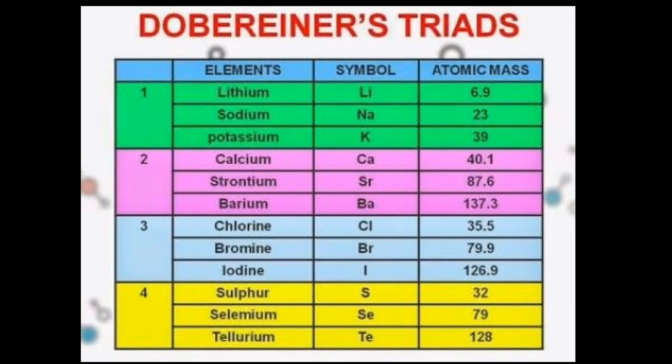In this chart, some examples of Dobereiner's triads have been given. The first example is lithium, sodium, and potassium. All the 3 elements in this triad are arranged in an increasing order of their atomic masses. The atomic mass of lithium is lowest, that is 6.9, and the atomic mass of potassium is highest, that is 39. That means in this triad, these 3 elements are arranged in an increasing order of their atomic masses.